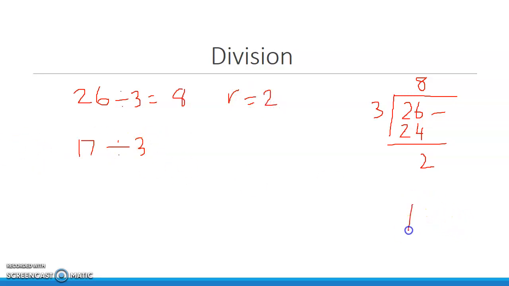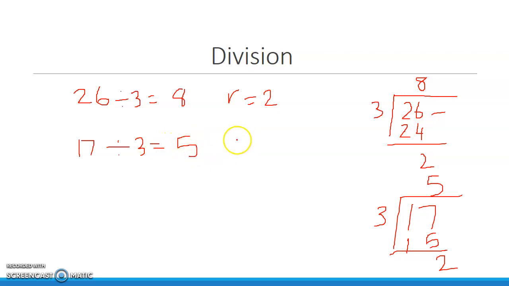Now let's do 17 divided by 3. 3 ones are 3, 3 twos are 6, 3 threes are 9, 3 fours are 12, 3 fives are 15, 3 sixes are 18. Now 18 is greater than 17, so we take a smaller one. So 3 fives are 15 and the remainder is 17 minus 15, 2. So the quotient is 5 and the remainder is 2.